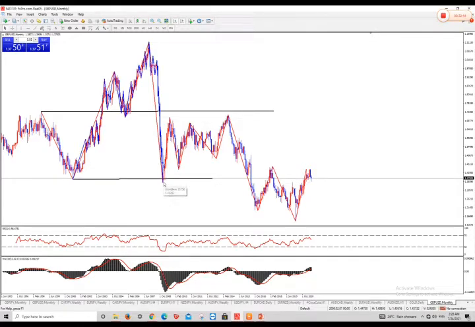It dropped into this, found support here, broke up, came almost close to the previous support it broke, didn't get there, but you see, this previous support is now looking like a resistance. Price retraced. And then it went into a channel, moving sideways. Now, after some time, it broke out of the channel.